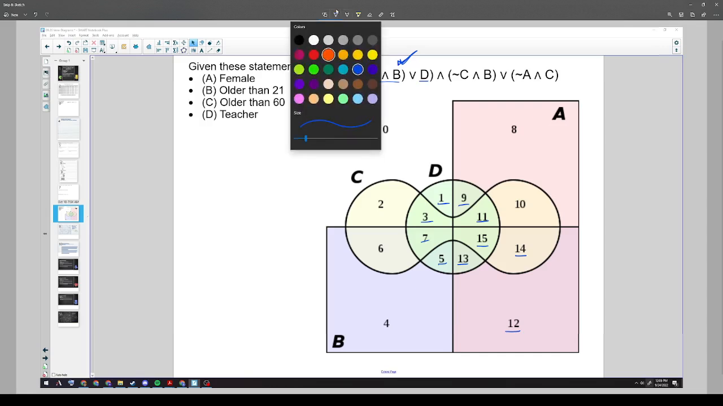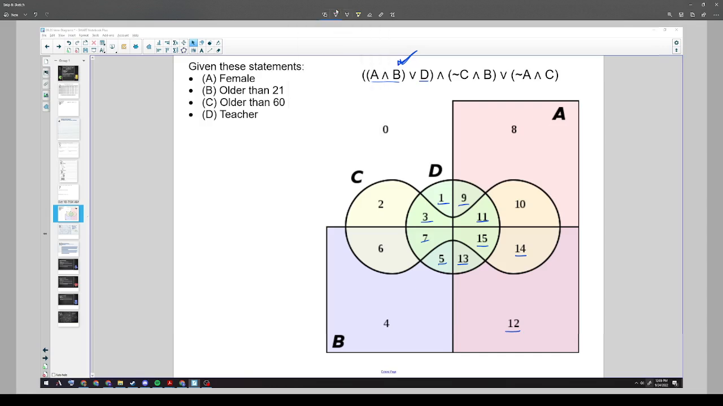Let's switch to a different color and say, now we're doing "and." So, not C and B. We're going to underline everything that is both not C and B in orange. Not C is not within the yellow, and B is in this bottom half. So this one is in B but not C, and this one is in B but not C, and this one, and those are inside of C, and this one. So these four are in B but not in C.